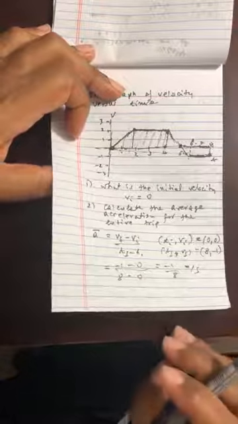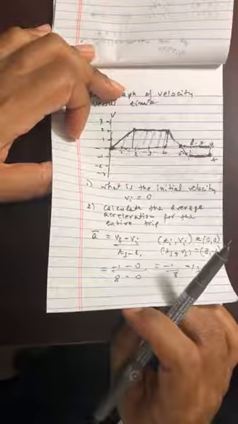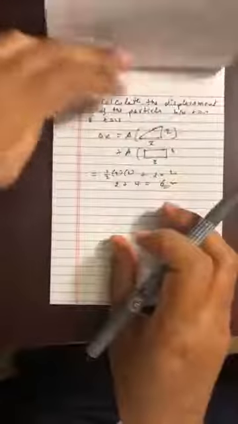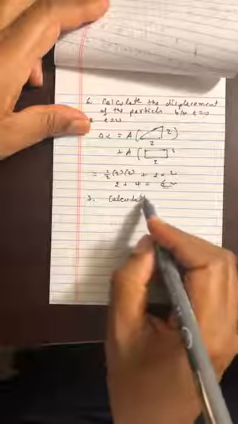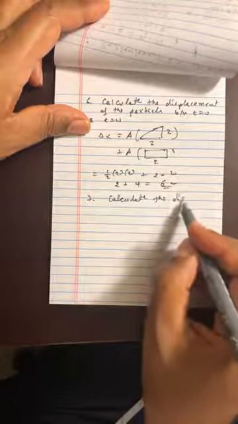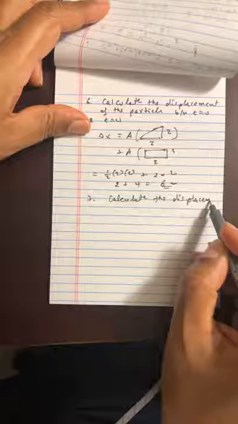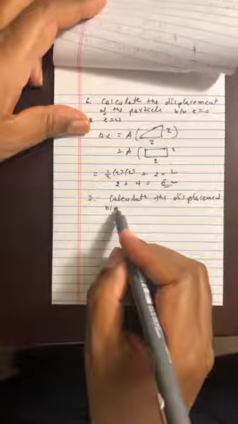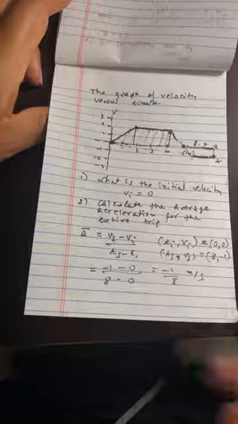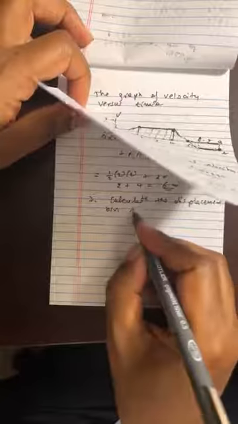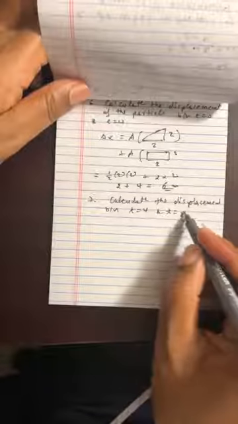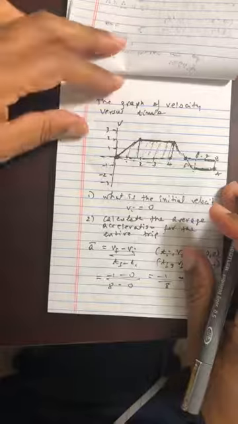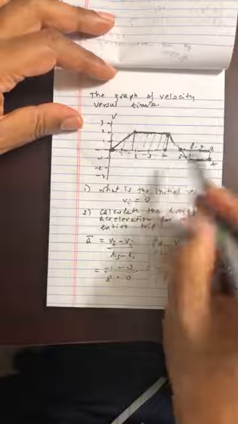Now let's calculate the displacement between t equals 4 and t equals 8. Number 7: calculate the displacement between t equals 4 and t equals 8. So we want to calculate this displacement over here, from here to here.